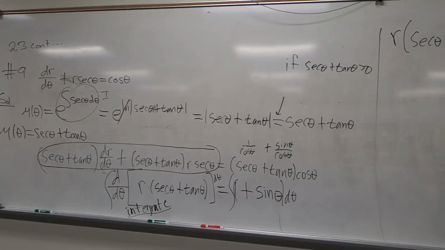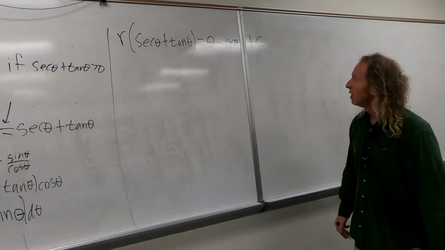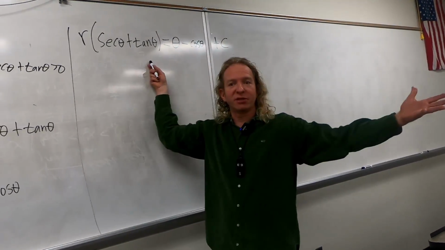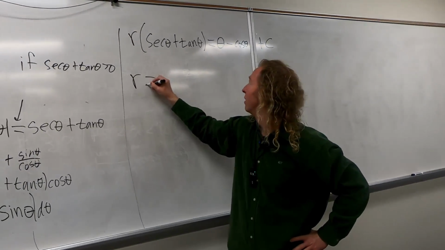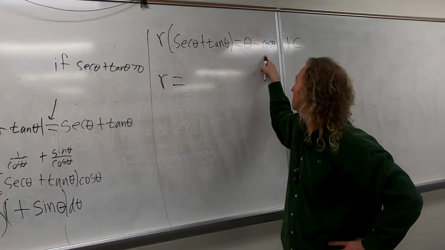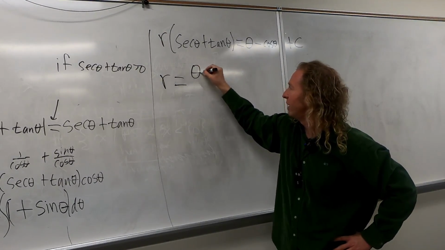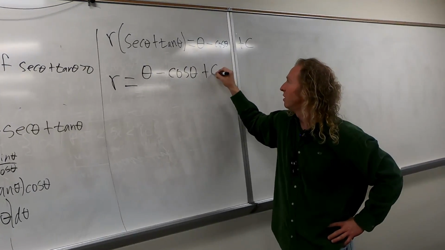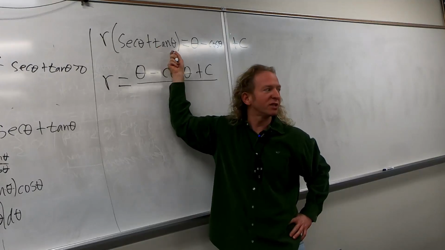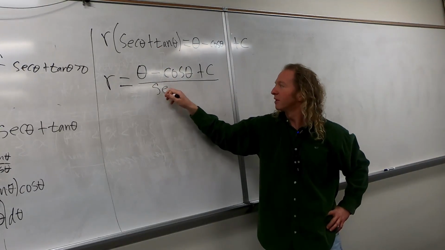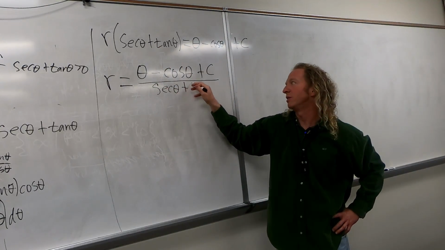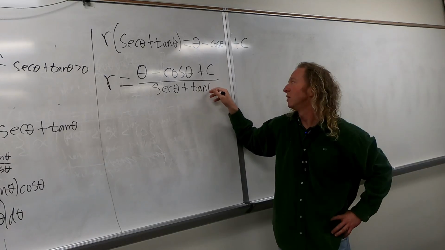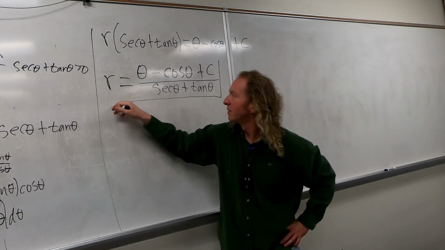Good question, Kyle. Oh, to finish, we just divide by secant plus tangent, right? So r is equal to, and I guess you could divide each piece of the whole thing. I'll divide the whole thing. Theta minus cosine theta plus c all over secant theta plus tangent theta. And that would be the answer. So that's it.